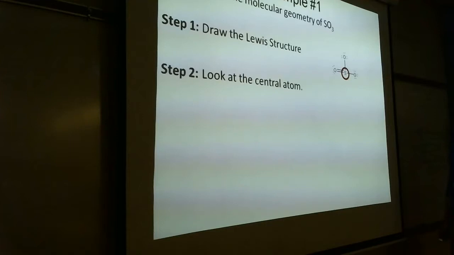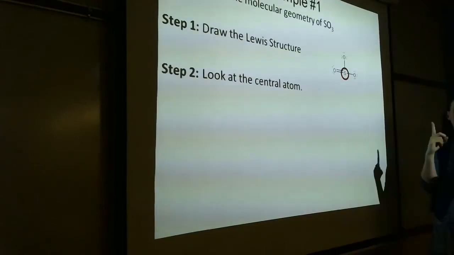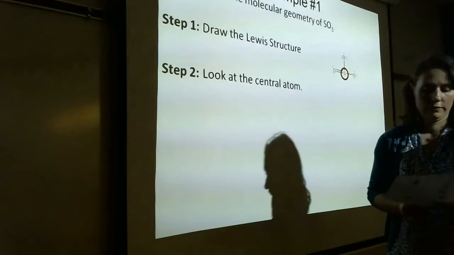All right, let's do this one together. So first thing we got to do is draw the Lewis structure. So I'll give you the Lewis structure. Now we talked about this on Monday, right? Any one of these, there are 2 other resonance structures. You can have the double bond here, you can have the double bond here. All 3 of them are equally favored.